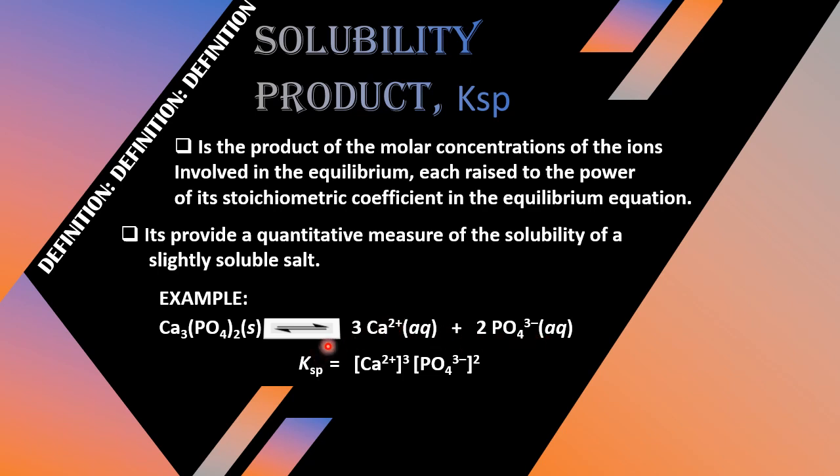Always remember Ksp is products over reactants, but the reactant is solid, so we just ignore it. So the concentration of calcium 2 plus to the power of 3, and then the concentration of phosphate ion to the power of 2. Okay.